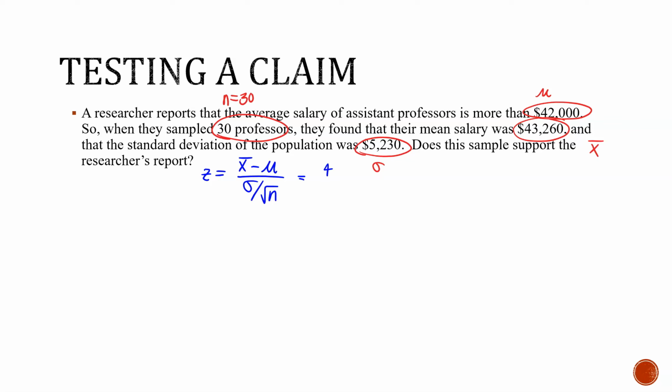Using the formula, $43,260 minus $42,000 divided by 5,230 divided by the square root of 30. Our z-score rounded to the nearest hundredth is 1.32.